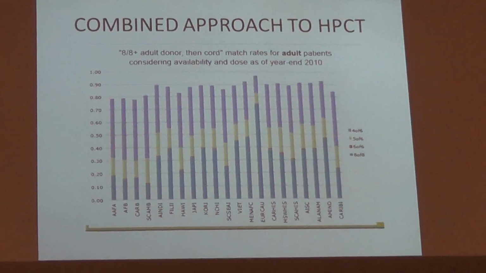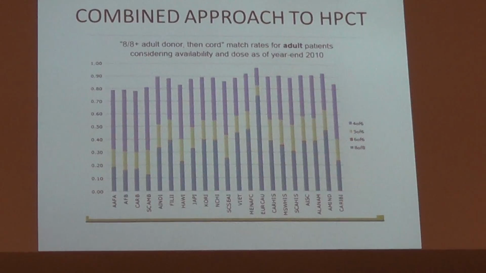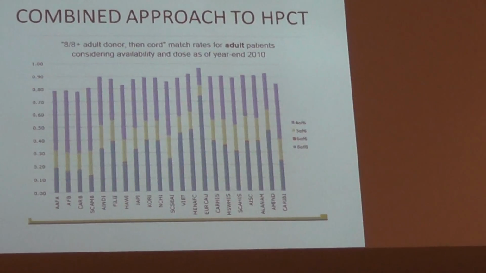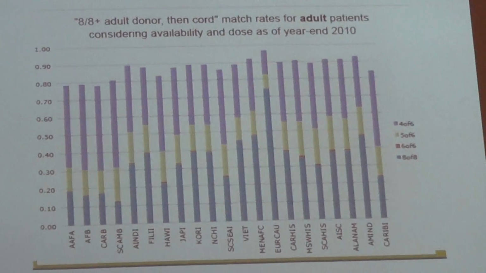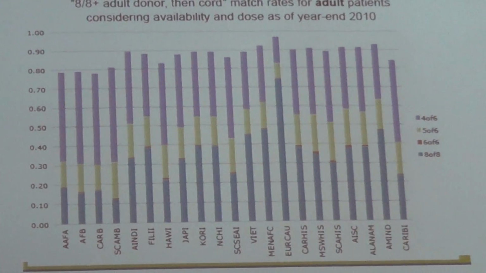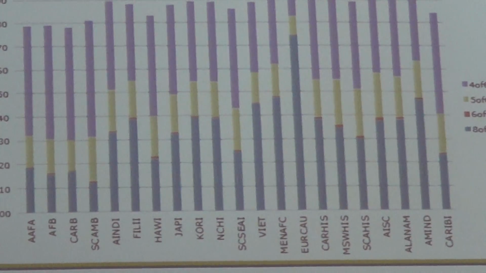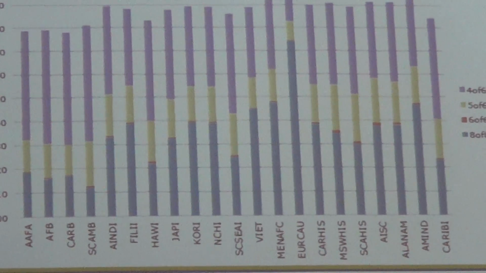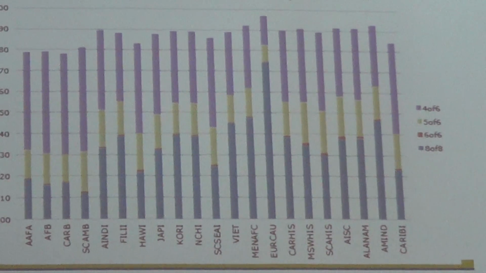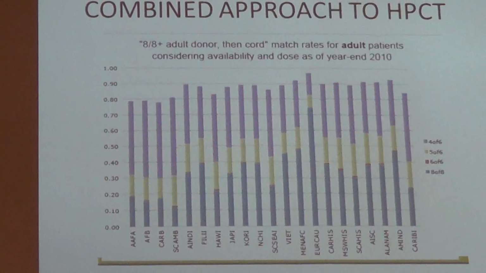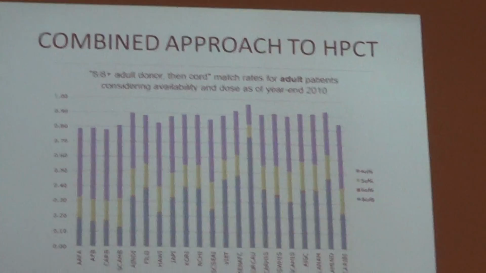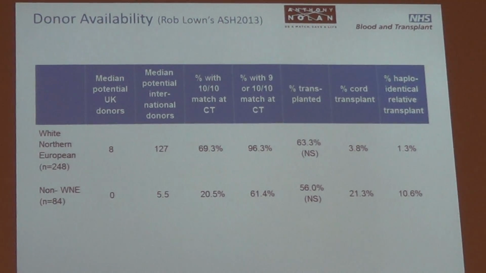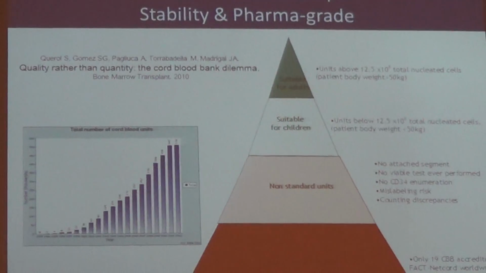So, concluding this part, the combined approach, meaning adult unrelated and then cord blood, if we don't find an adult unrelated, can achieve a reasonable access to a donor for all ethnic or major ethnic groups. Here there are 21 ethnic groups in the United States showing that between 80 to 95% of patients can find a donor with this combined approach. I will skip that.